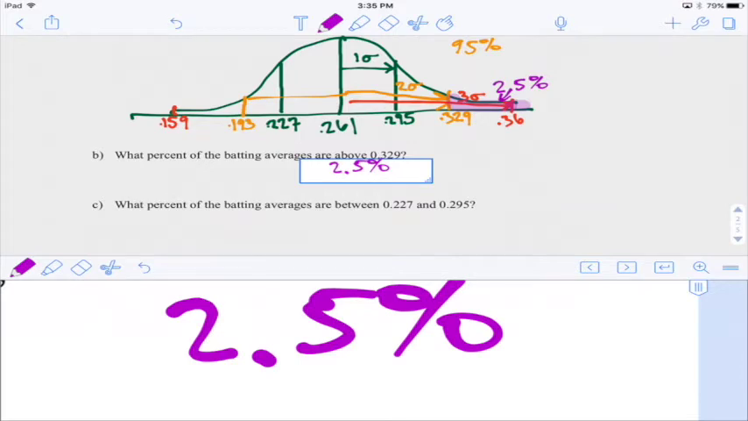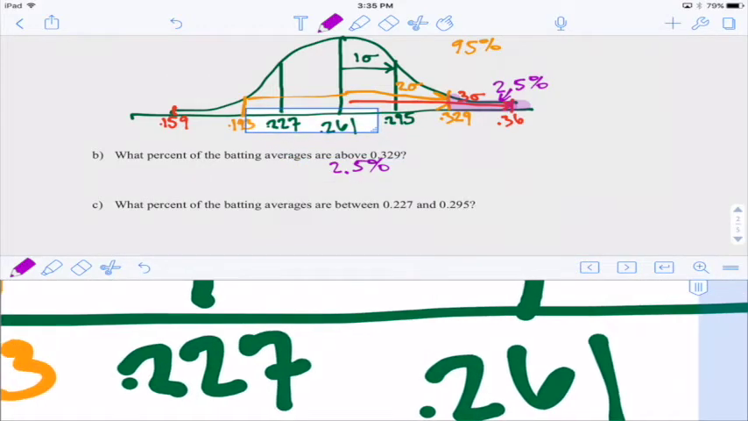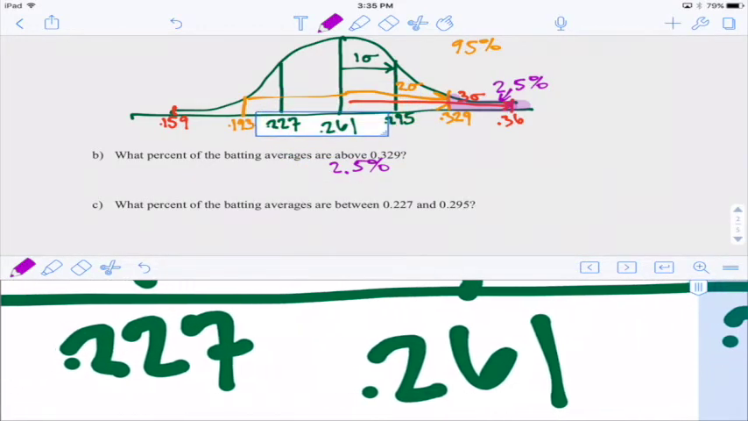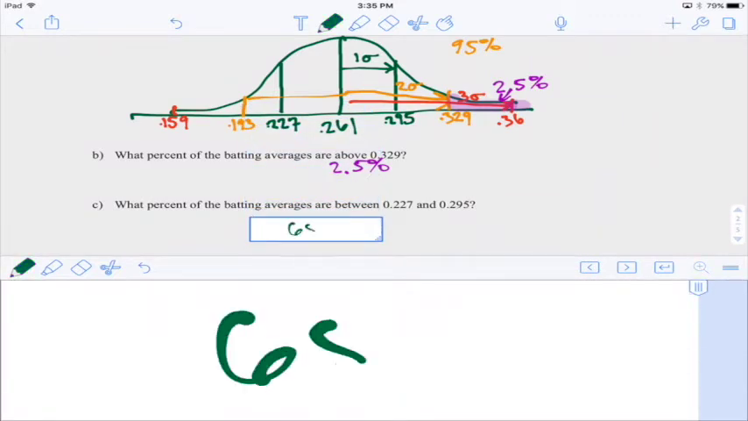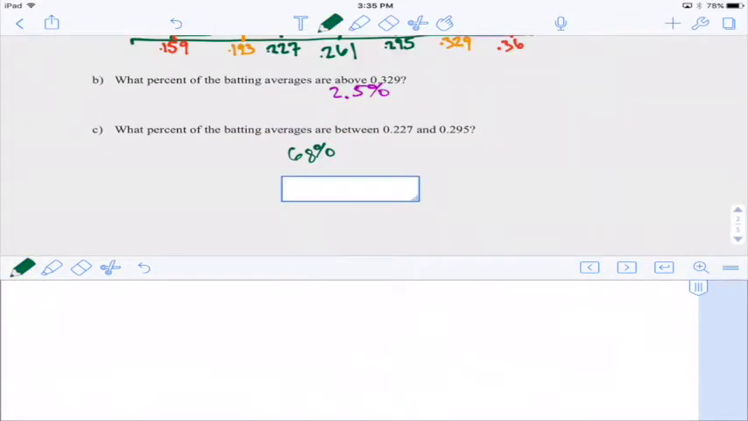What percent of the batting averages are between .227 and .295? Well, that's one standard deviation, so that's easy. One standard deviation above and below, that's 68% of the data. We're going to do some more of that in class, but hopefully you're picking this up.